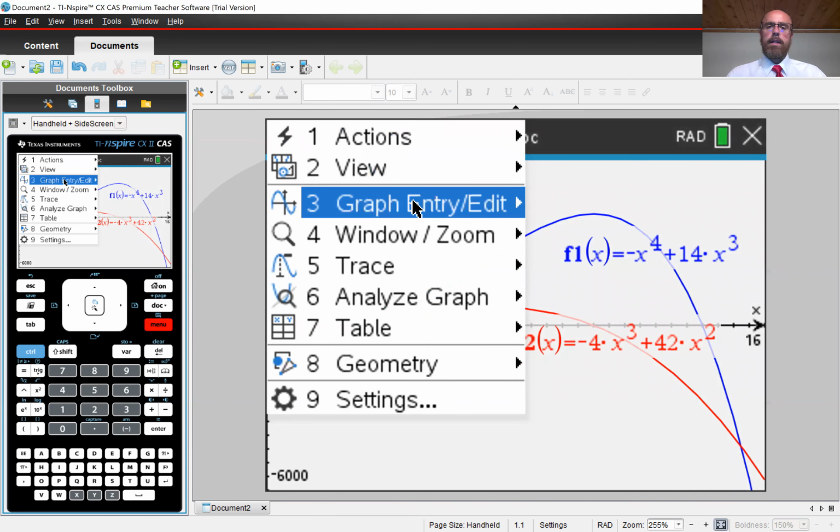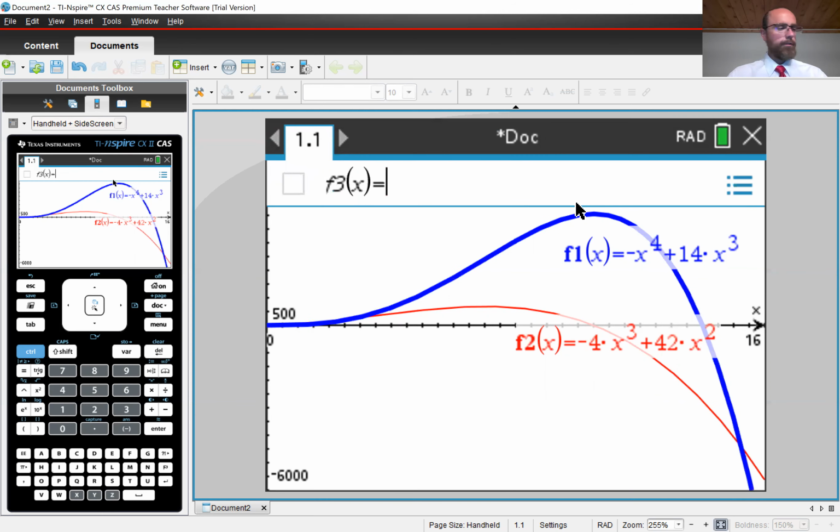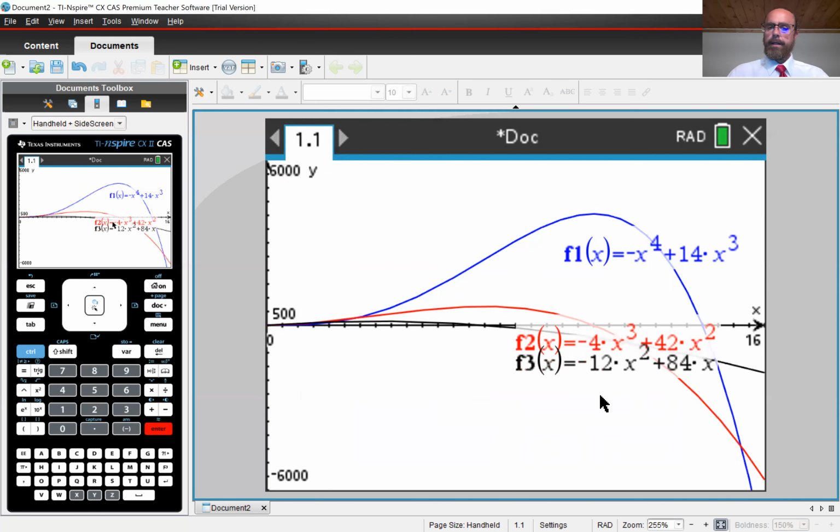So let's get in the last function here, which is the acceleration function. So it's the quadratic, and it's negative 12x squared plus 84x. And we can kind of get a clear view of that quadratic. So again, its x-intercept is going to be the maximum value of the velocity.